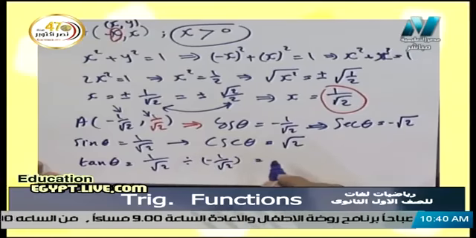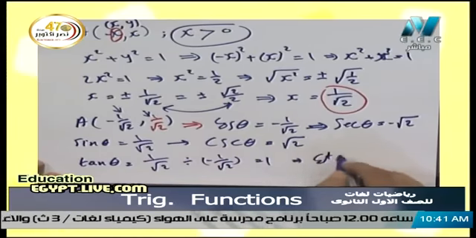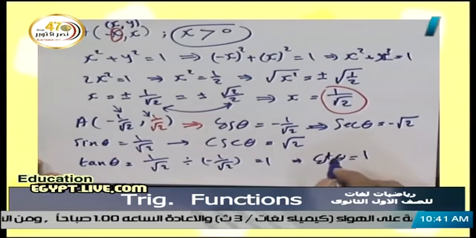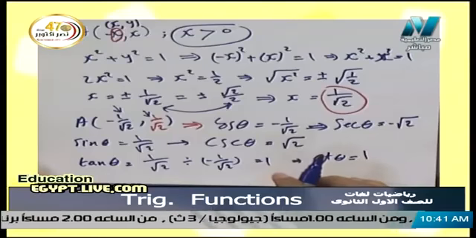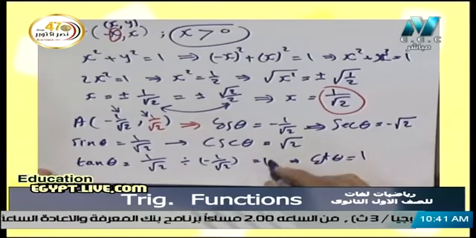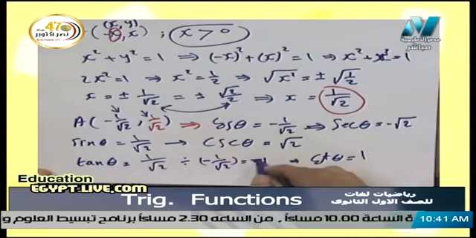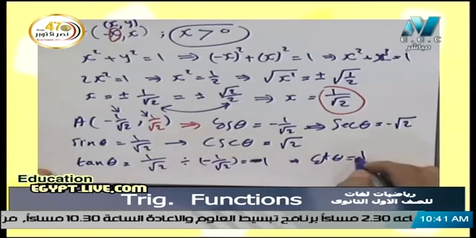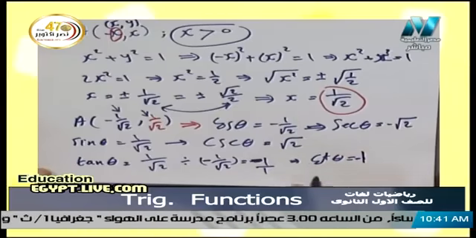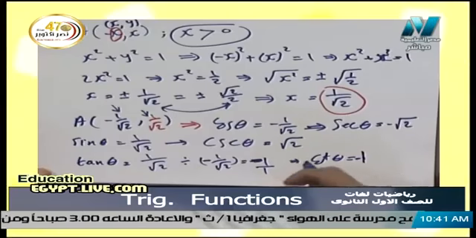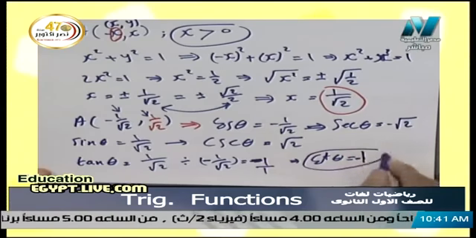So tan theta here is 1. Okay, so cotan theta is 1 over itself, because it is the reciprocal of 1, which is 1 also. Sorry, it's negative 1 here, because 1 over root 2 over negative 1 over root 2 is negative 1. And cotan theta, of course, will be negative 1 also. When we find the multiplicative inverse or reciprocal, it will be 1 over negative 1, which is negative 1.